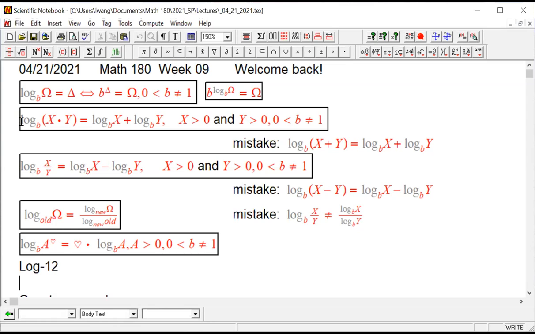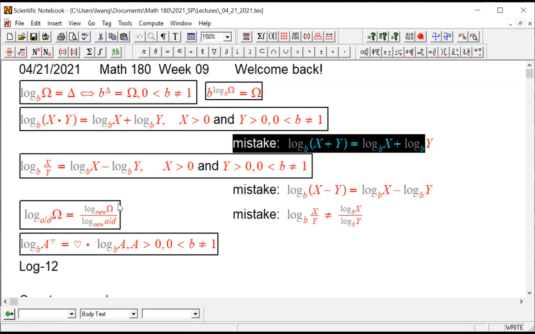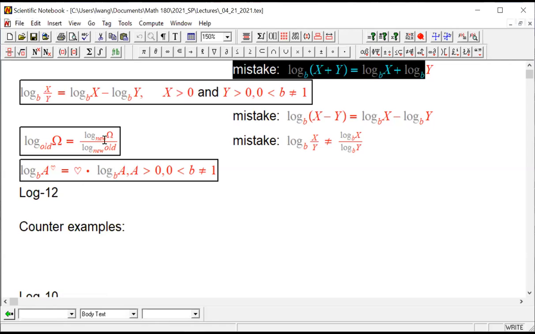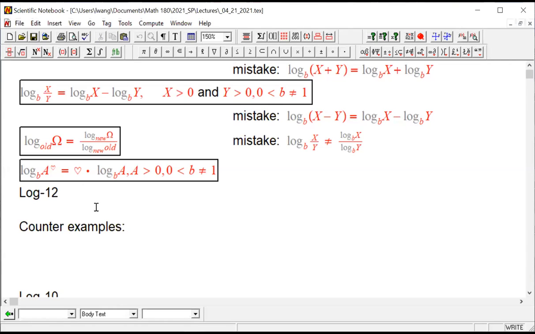Okay. And personally, I feel it's hard to make those mistakes if you have derived them. Do you agree with me? It's hard to make those mistakes. You cannot make those kinds of mistakes if you have derived these properties yourself. So let's look at these from another perspective.